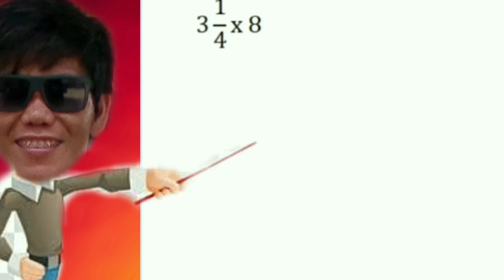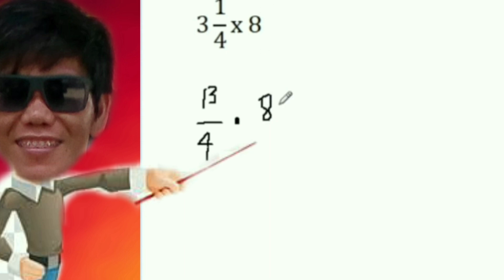So, yung mixed number natin, kailangan muna siyang gawing improper fraction. That is easy. Just multiply the denominator and the whole number. 4 times 3 equals 12 plus 1 equals 13 over 4. Kinopya lang natin yung denominator na 4. Then, multiply the result by 8.